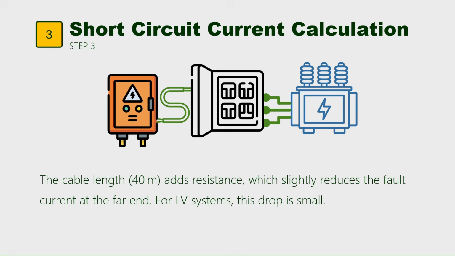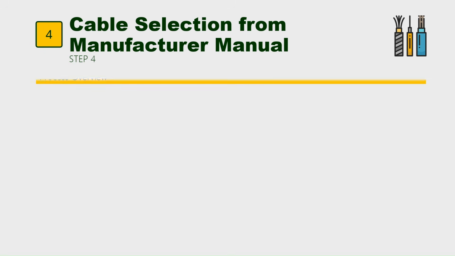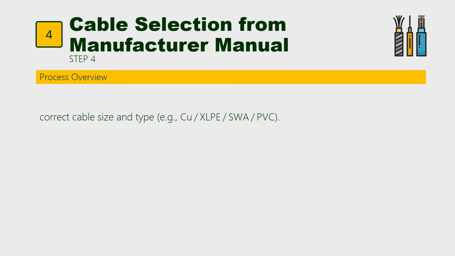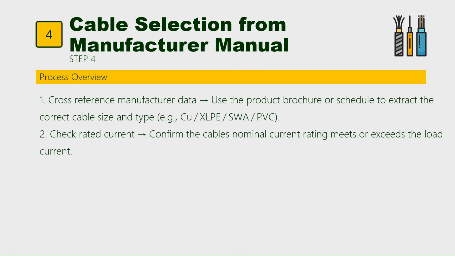Step 4. Cable selection from OEM manual and product schedule. At this stage, we move from theoretical calculations to real-world product data. We consult the OEM manual or manufacturer's cable schedule to identify a product that meets our design requirements. Process overview. Cross-reference manufacturer data. Use the product brochure or schedule to extract the correct cable size and type.